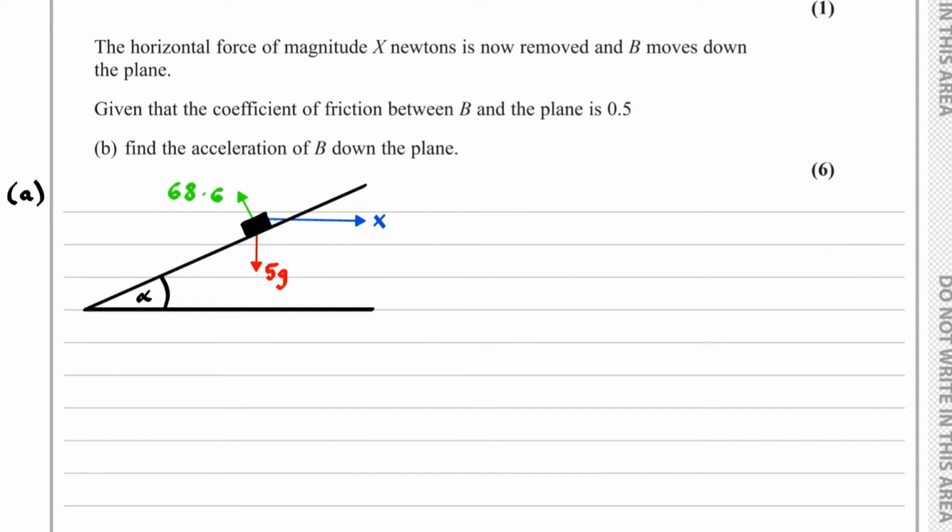Now, we don't know the direction of friction just yet. If the block moves up the slope, friction would act down the slope, and if the block moves down the slope, friction would act up the slope. Let's assume the block moves up the slope so that friction opposes the motion of the block, and let's suppose the friction force is given by F.